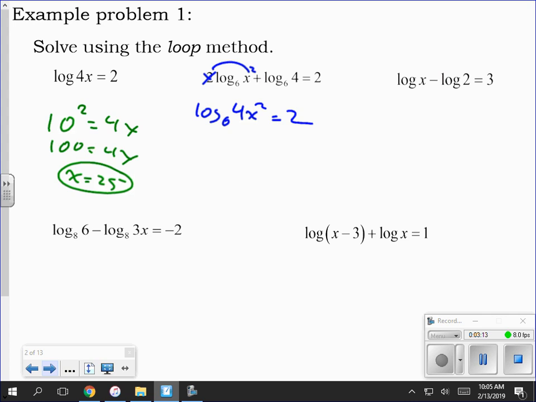Following the rules of logarithms. I have 3 rules of logarithms that you have to have memorized. If you do not have these memorized, you're not going to pass.